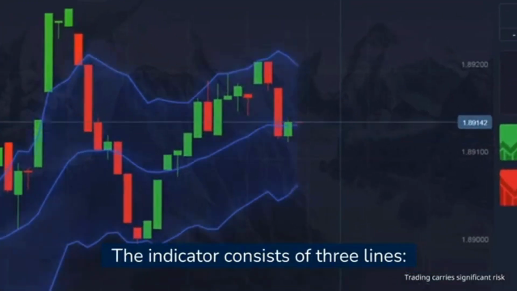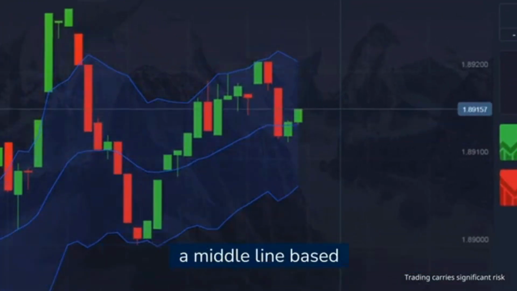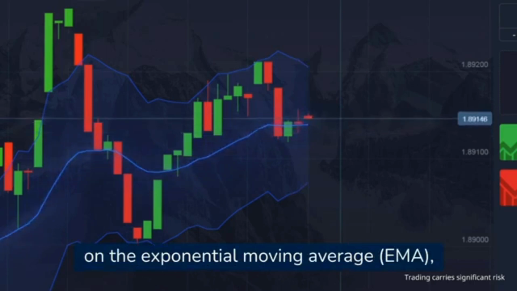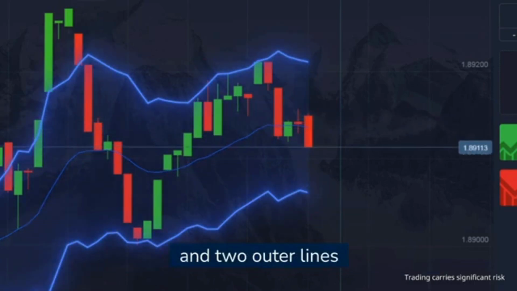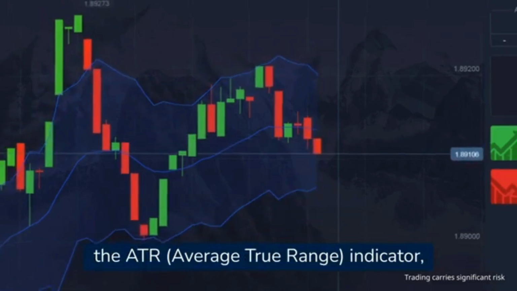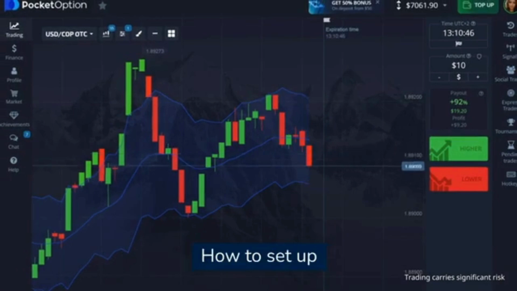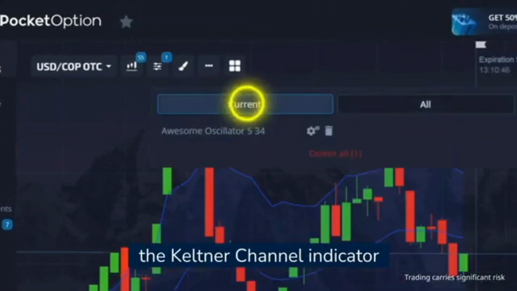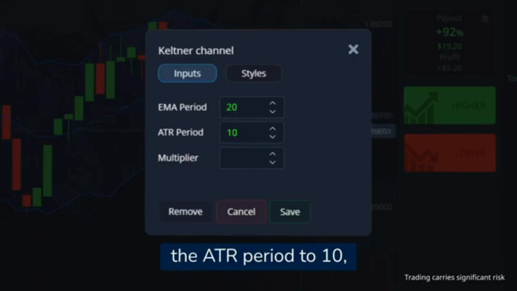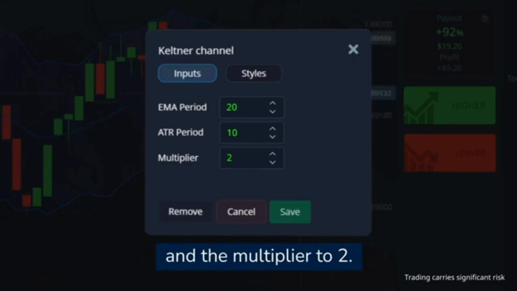The indicator consists of 3 lines: a middle line based on the exponential moving average, EMA, and 2 outer lines that are created using the ATR, average true range, indicator, and a multiplier. How to set up the Keltner channel indicator for quick trades. Set the EMA period to 20, the ATR period to 10, and the multiplier to 2.